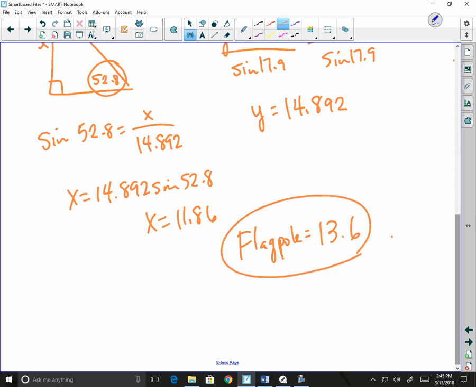That's really like the perfect test question. It's testing that you can decipher between two triangles, you can do the law of sines, and you can use SOHCAHTOA all in the same question.